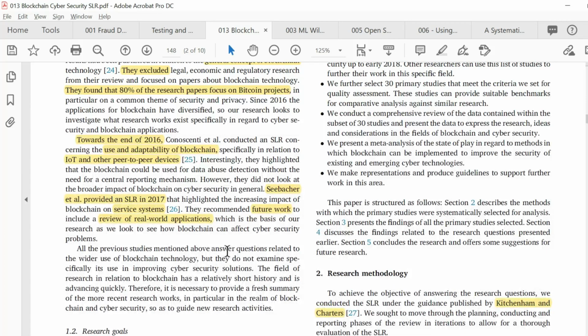So this is also a very good idea when you are going to write an SLR: look at some of the existing SLR papers, what they mention as future work. And if you find something interesting that is not addressed, you can take that up as a topic for your SLR paper.